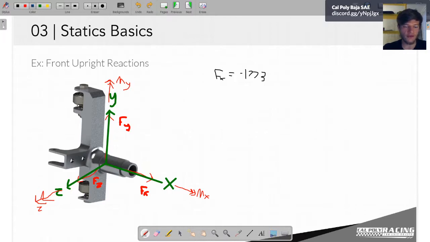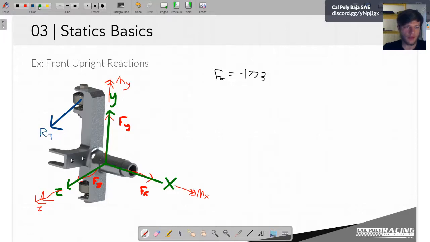I'll draw the reactions here. I can split it up, or I can just draw it in some random way. So I'm just going to draw it like that. We'll say it's going that way, and we'll call this reaction R E.